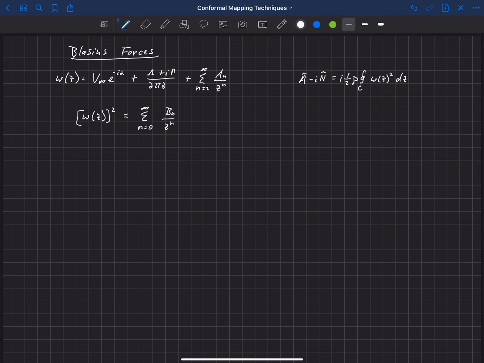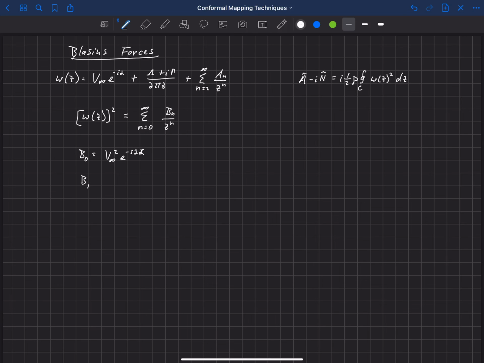We can actually work through and figure out what those coefficients are, and I'll just write down a few of them here. So b0, the first coefficient we get, will be V infinity squared e to the minus i 2 alpha. That's a 2 and an alpha. And you can see that really easily. It's just this first term squared, right? That's the first term in our infinite series, and that's the only one that doesn't have something in the denominator. That's z to the 0, and so that'll be independent of z. So that's just a constant out front.